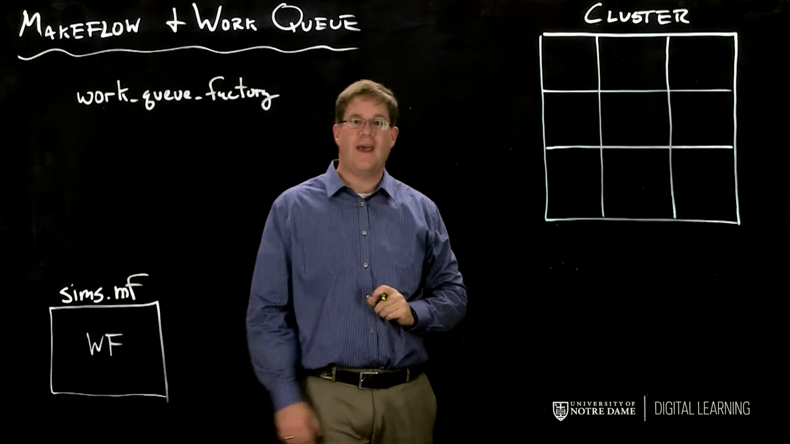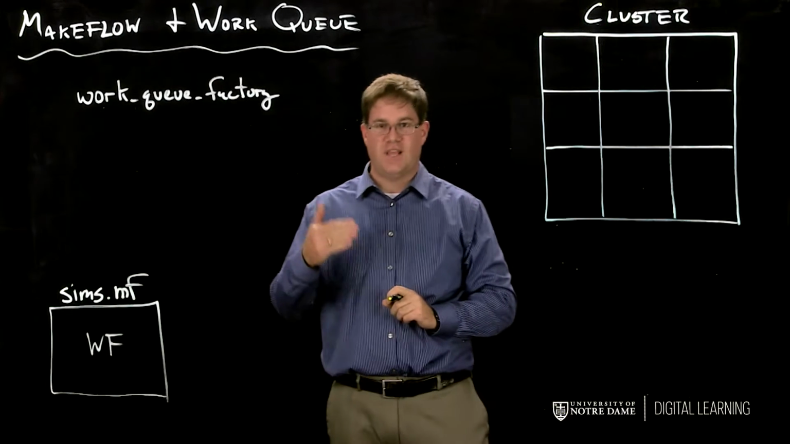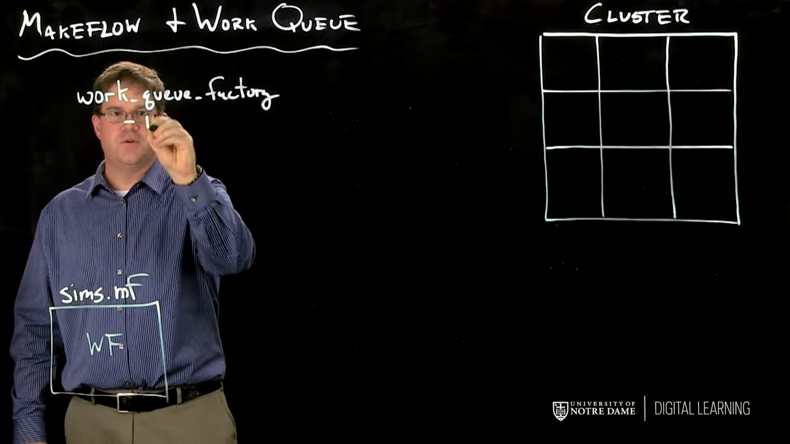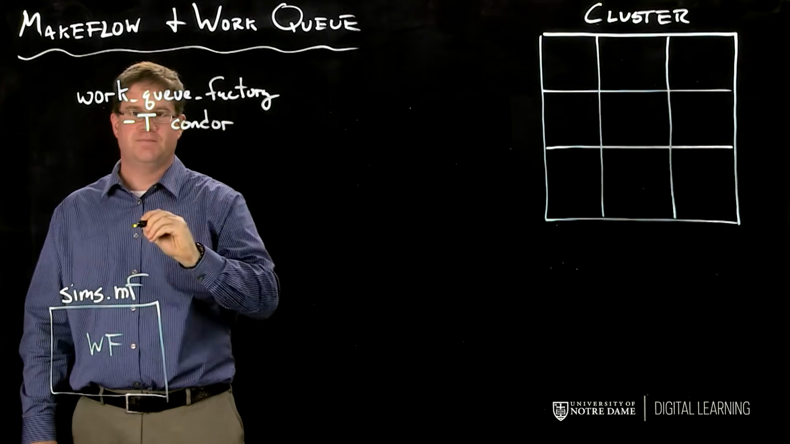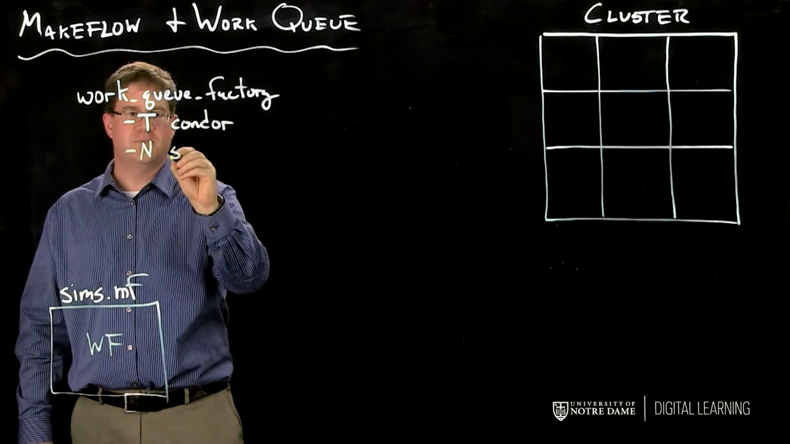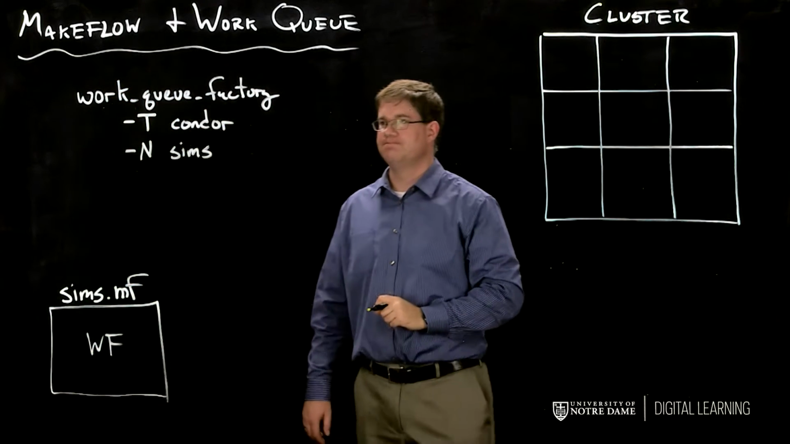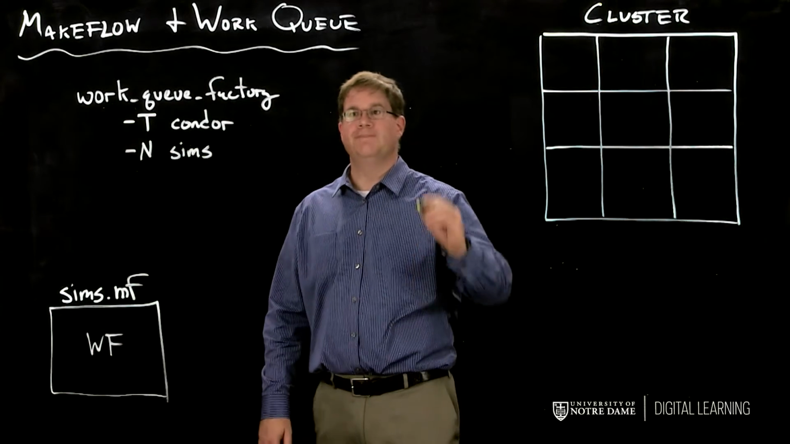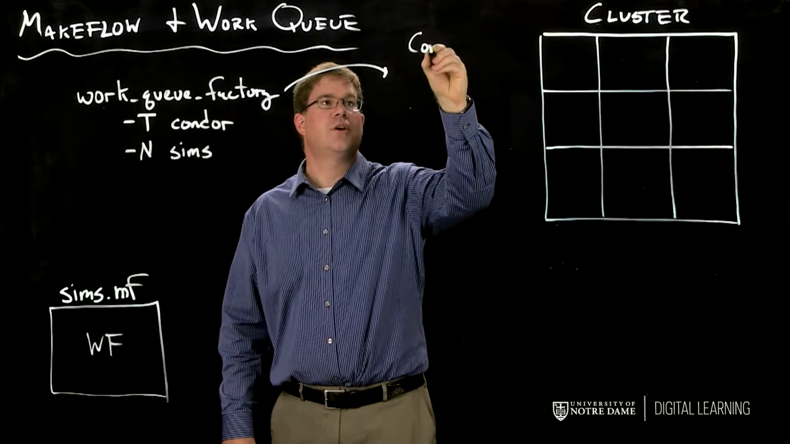Now, when we use WorkQueue Factory, we have to tell it what kind of batch system to use, and we also have to select a name for our workload. So I'm going to use dash big T Condor, because we're going to use the Condor batch system, and dash big N Sims to represent the logical name of the workload. Now, when I do that, WorkQueue Factory is going to start submitting workers over to the Condor batch queue.